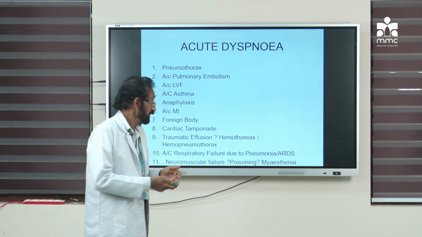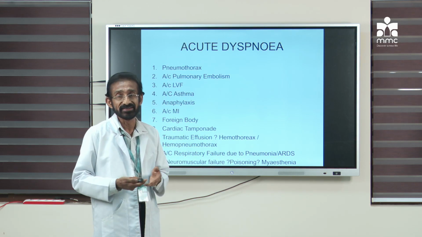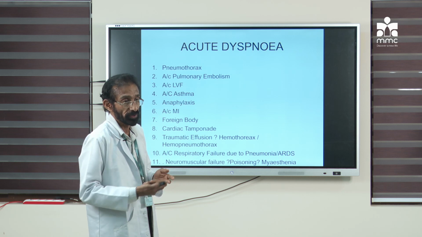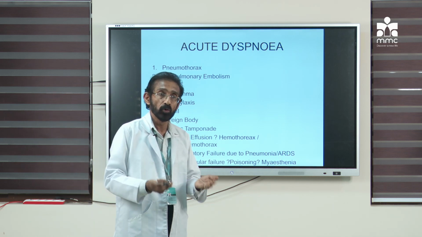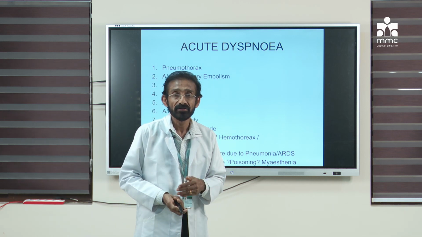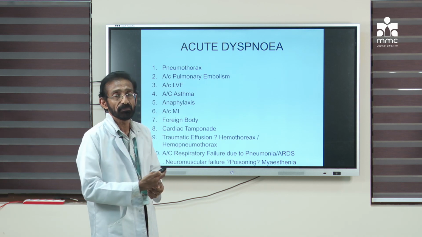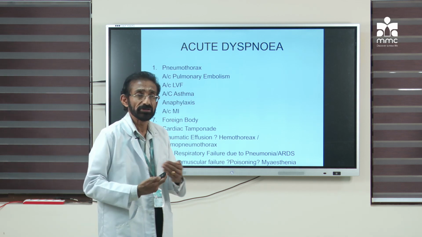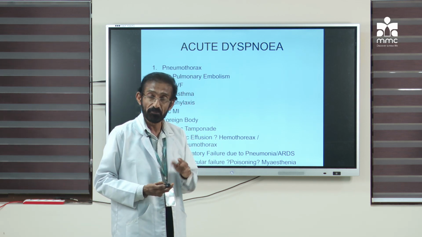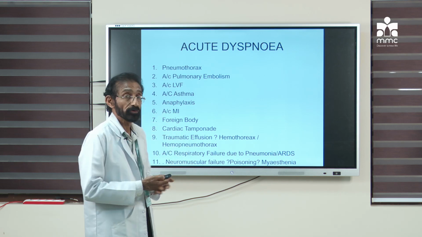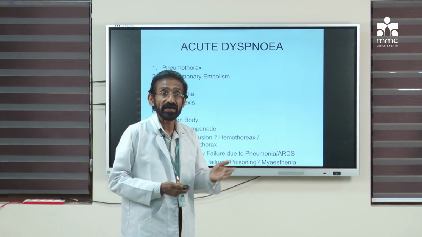Acute respiratory failure due to pneumonia or ARDS. A patient developing a large pneumonia, a viral pneumonia, or even a lobar pneumonia due to pneumococci or Klebsiella, they can develop acute or a subacute development of breathlessness, hypoxia, and they can go in for a dyspnea and respiratory failure.